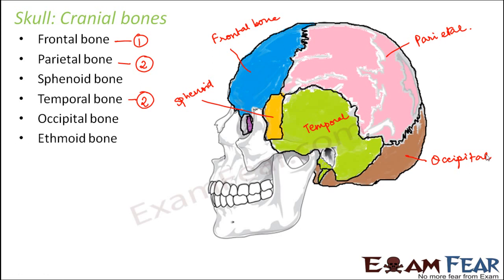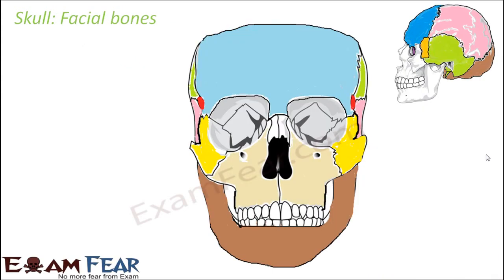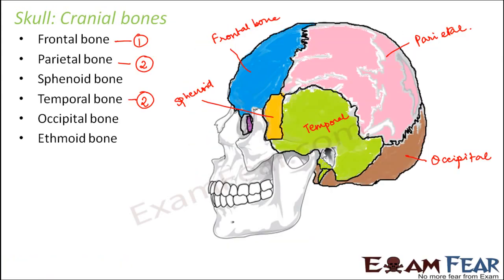And where is this ethmoid bone? This forms the floor of the cranium. Here you can see a very small portion here. So this is the ethmoid bone. It denotes the end of the cranium, you can say. So beyond this point starts the facial bones. It is located at the center of the face, just behind the nose.